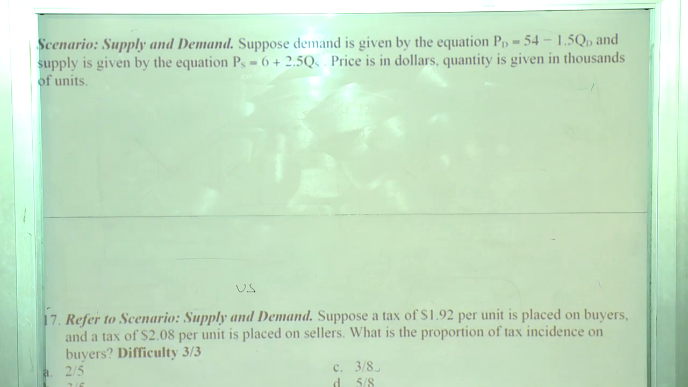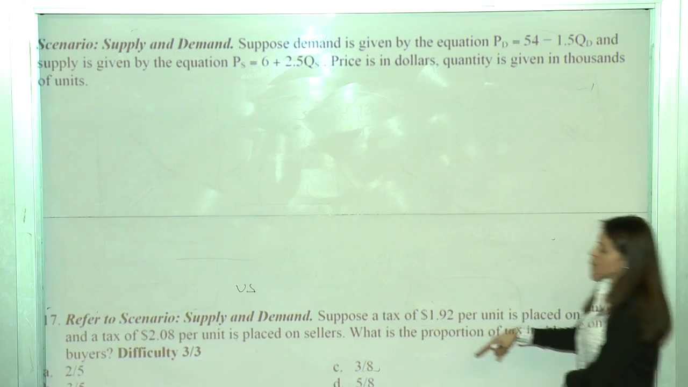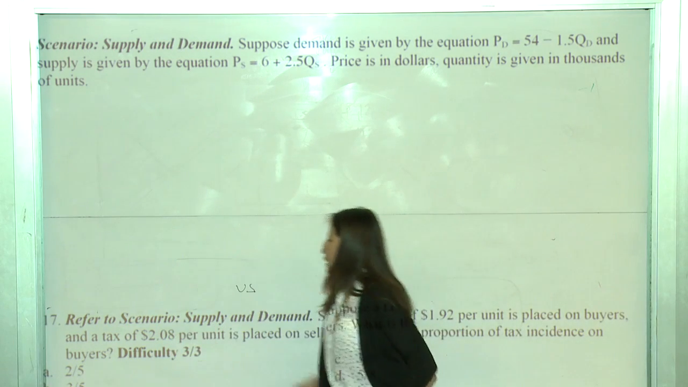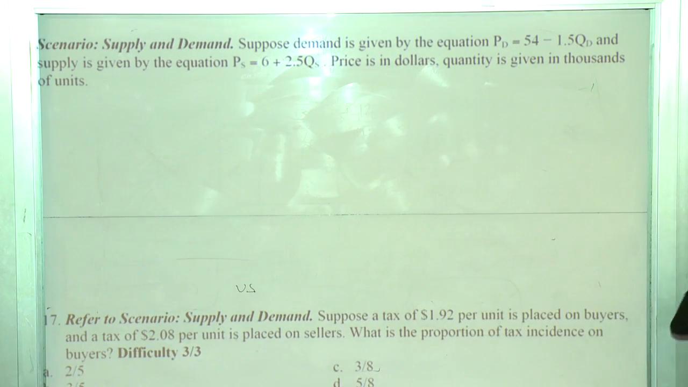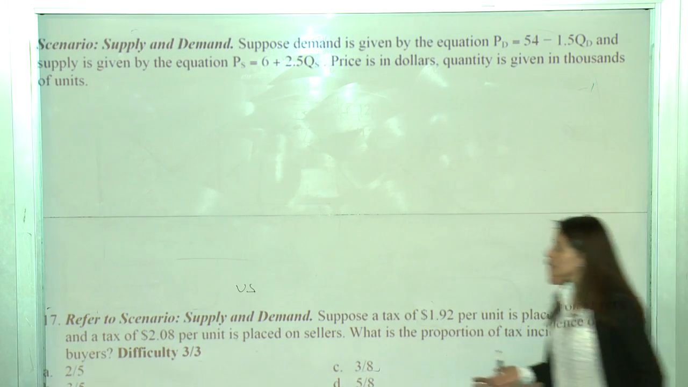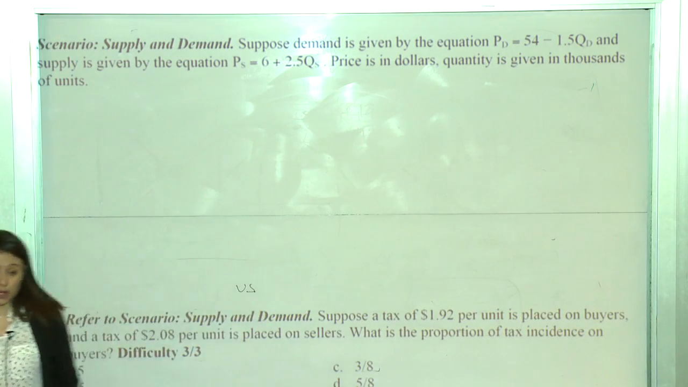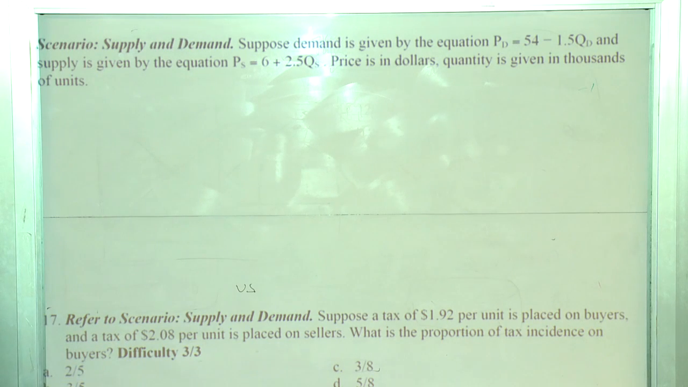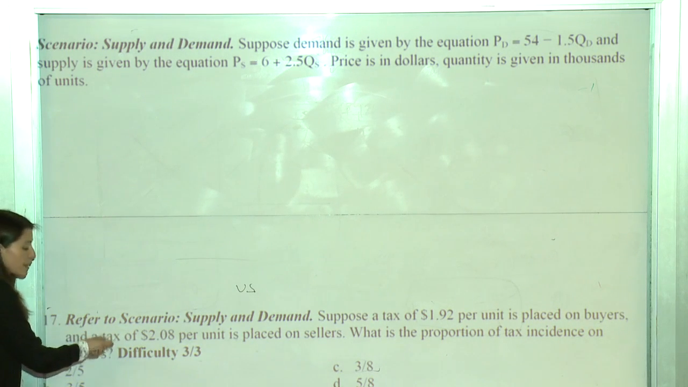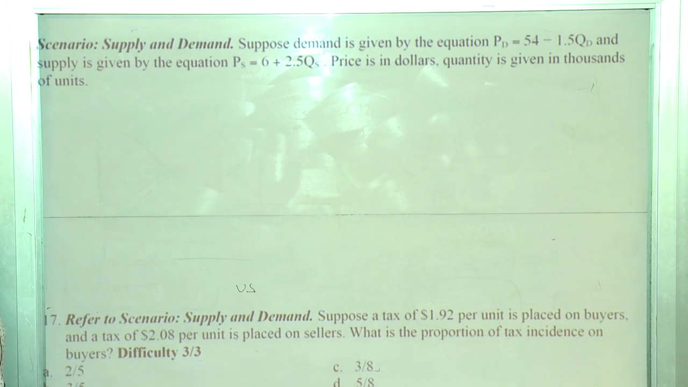Now, suppose a tax of 1.92 per unit is placed on buyers and a tax of 2.02 per unit is placed on sellers. What is the proportion of tax incidence on buyers? So what happens? Again, as I said before, it doesn't matter if the tax is on buyers or on sellers, the tax incidence remains the same, right?